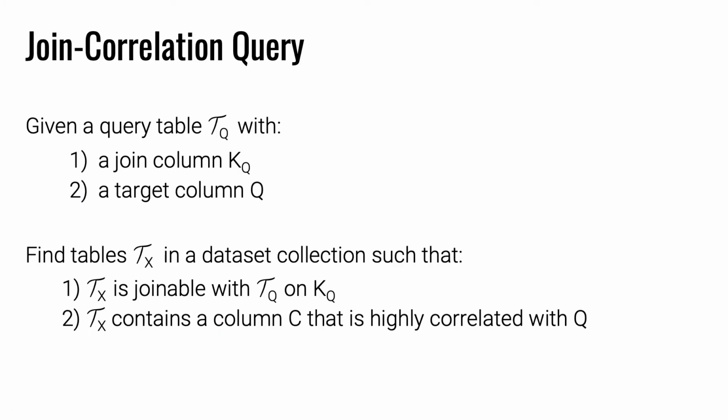Let's now define this query more formally. So what we want is, given a query table that contains a join column and a target column, to find tables in the dataset collection that are both joinable with the input table and that contain a new column that is correlated with our target variable.